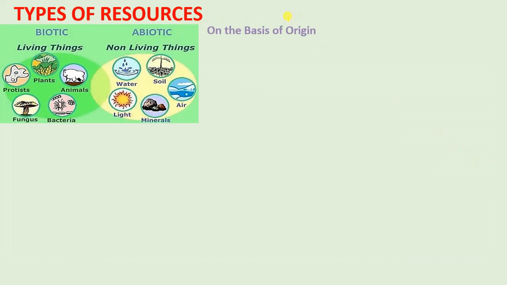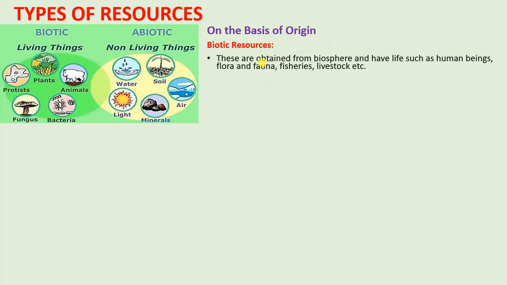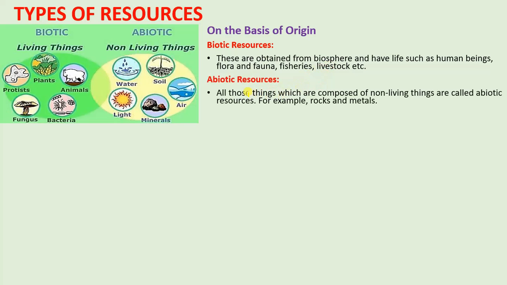Types of resources on the basis of origin: biotic and abiotic. Here in the figure you can see biotic resources. These are obtained from the biosphere and have life, such as human beings, flora, fauna, fisheries, and livestock. Abiotic resources are all those things which are composed of non-living things, for example, rocks and metals.